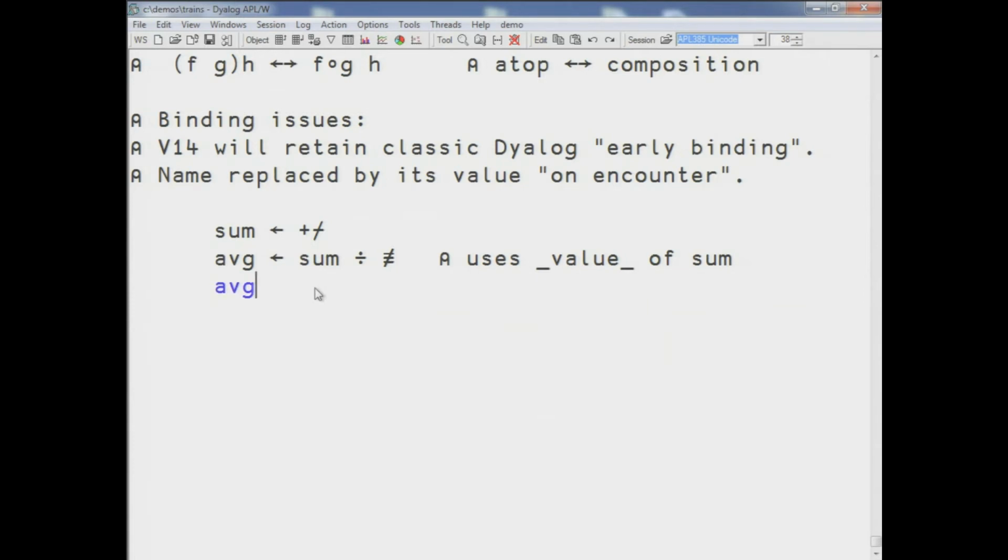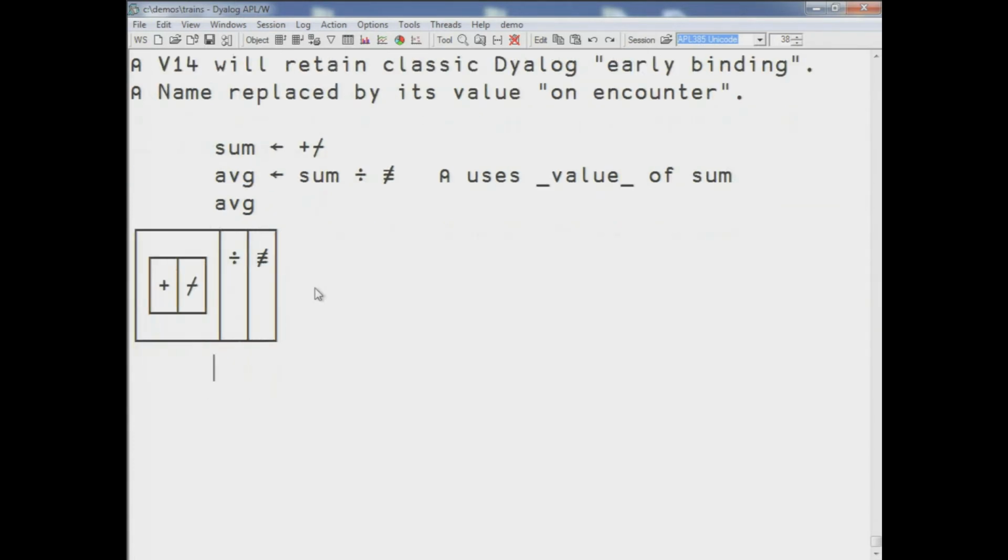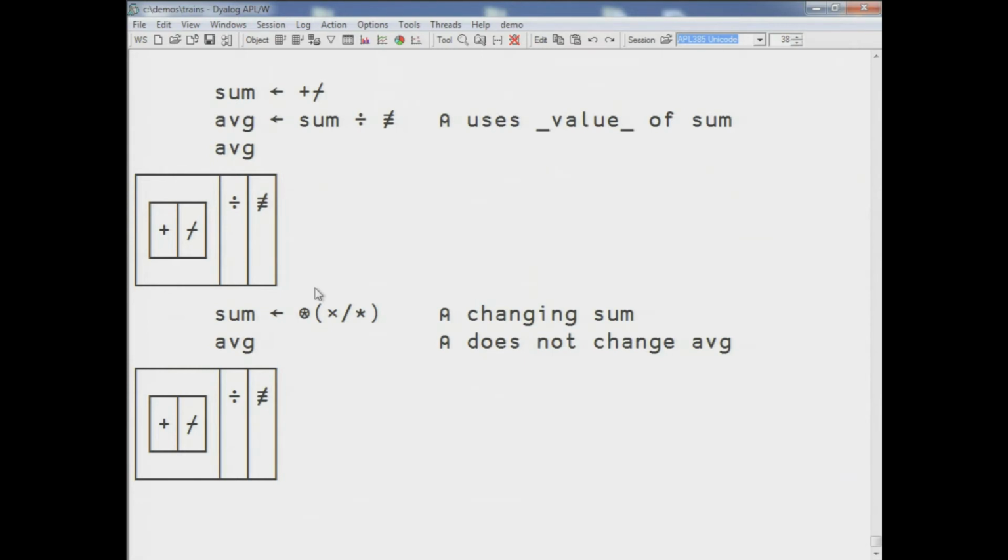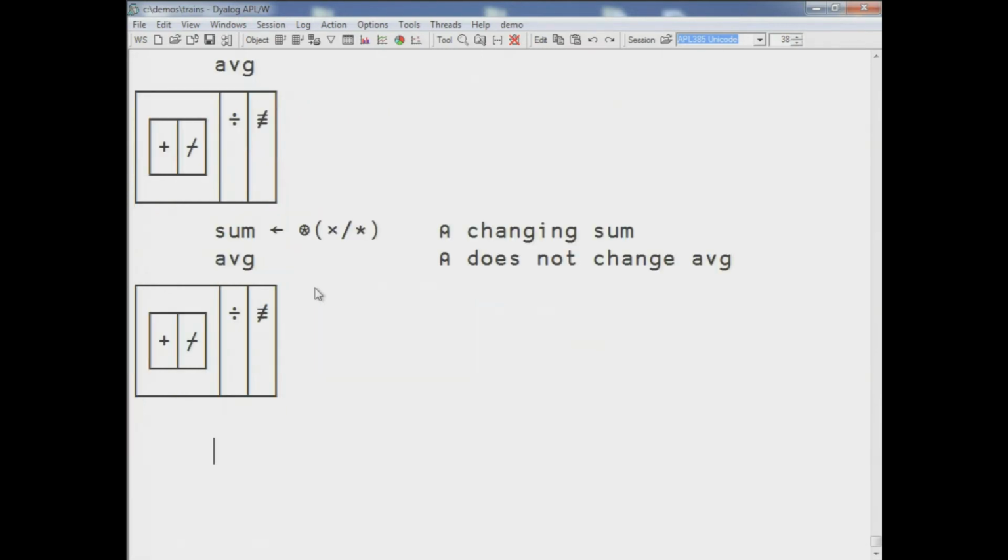So average, if I display it, I can see that it's using the value of sum in there rather than keeping its name until later. So one of the experiments was to delay that. And so now if I change sum to some nonsense, average is still the same, it doesn't affect it. And this is just to say, if you played with the tech previews, that wasn't always the case. At some point we said this would display the value of sum in there.